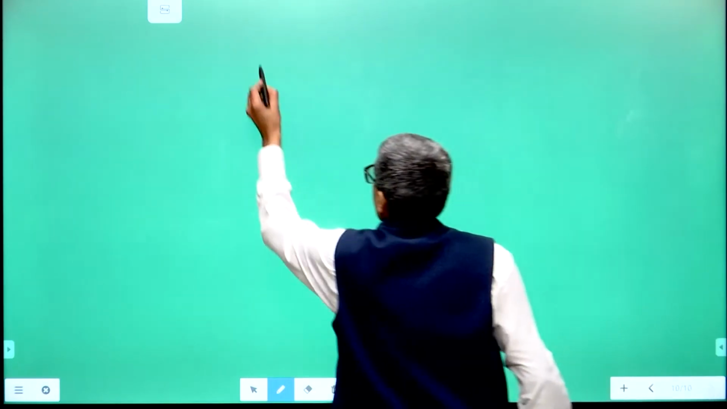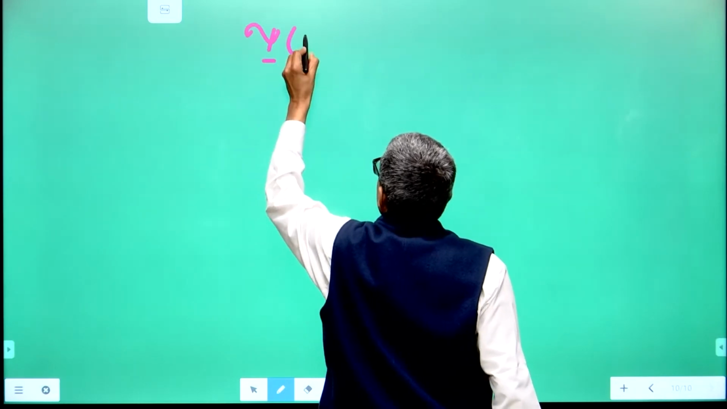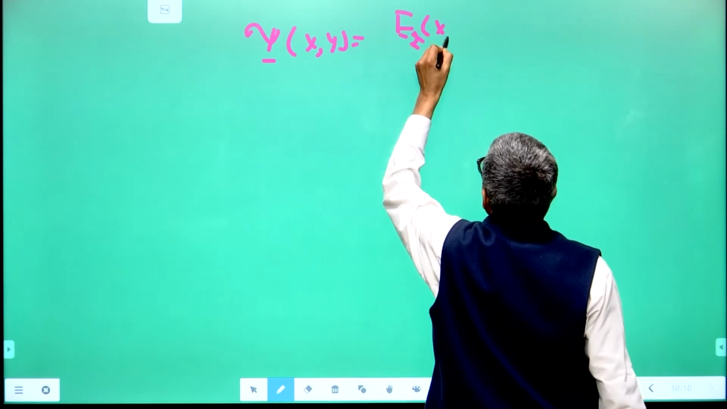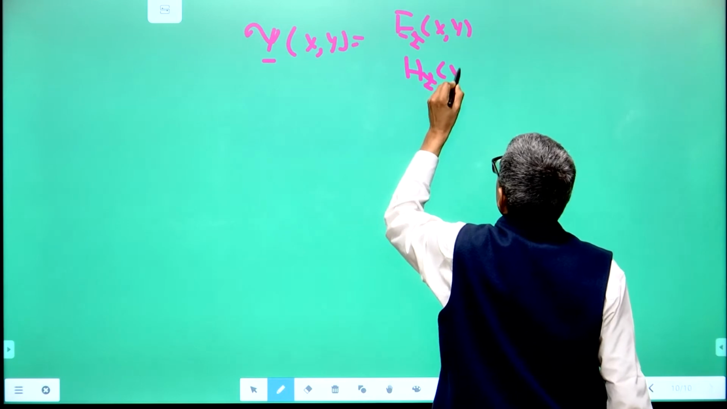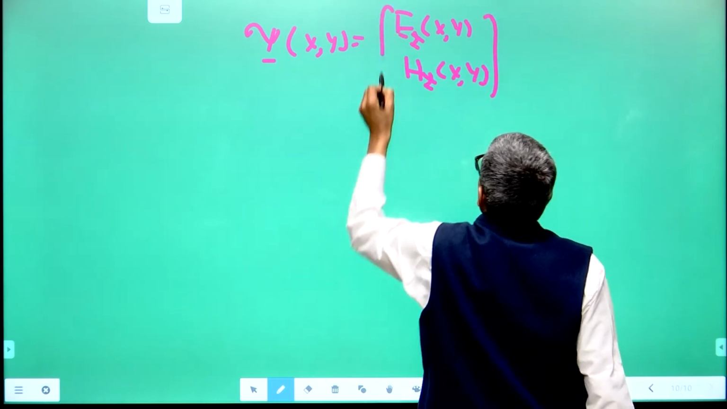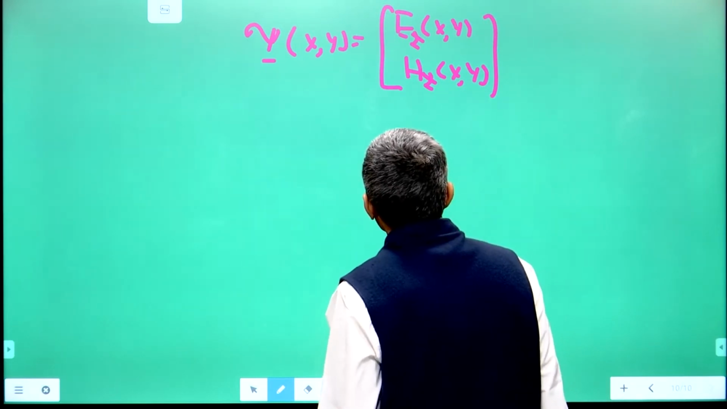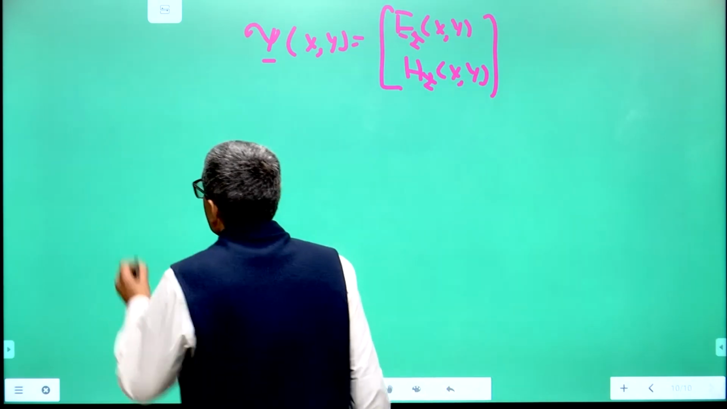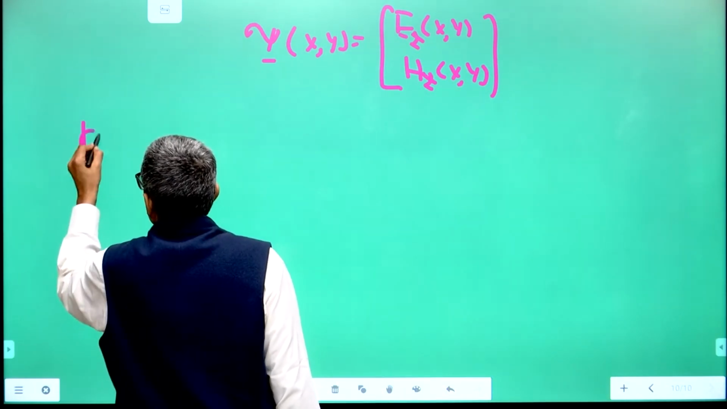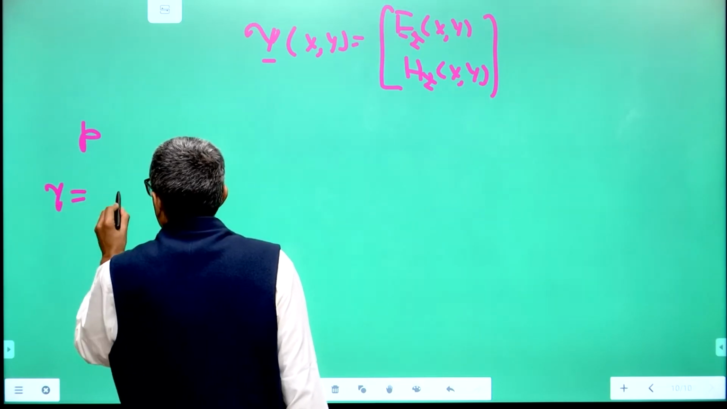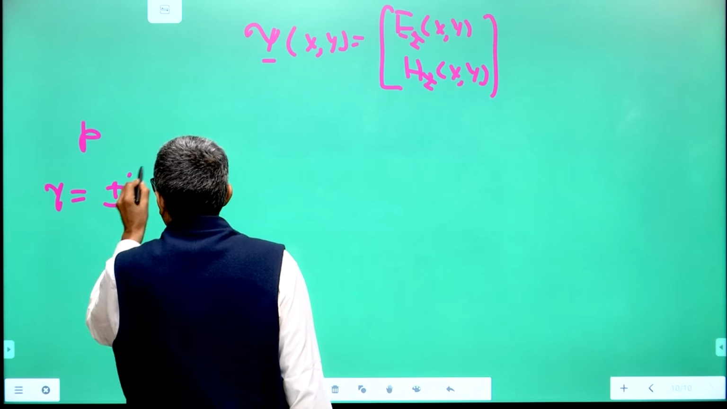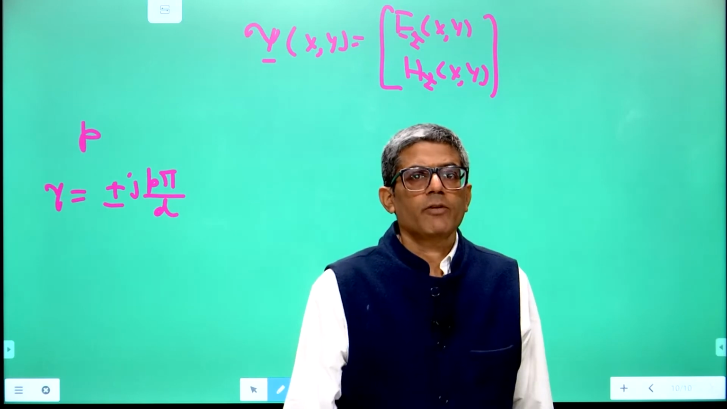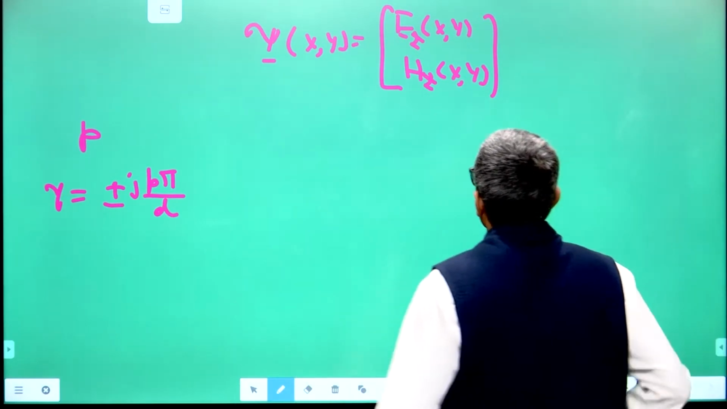So I can write this in the following way: I define a vector psi as a function of x and y to be equal to Ez as a function of x and y, and Hz as a function of x and y. I have extracted out, for a fixed value of the integer p which defines the mode along the z direction. So I am fixing the integer p, which is equivalent to saying that gamma is plus or minus j p pi by d. That means the dependence on z is of the form sin(pπz/d) for the magnetic field and cos(pπz/d) for the electric field.